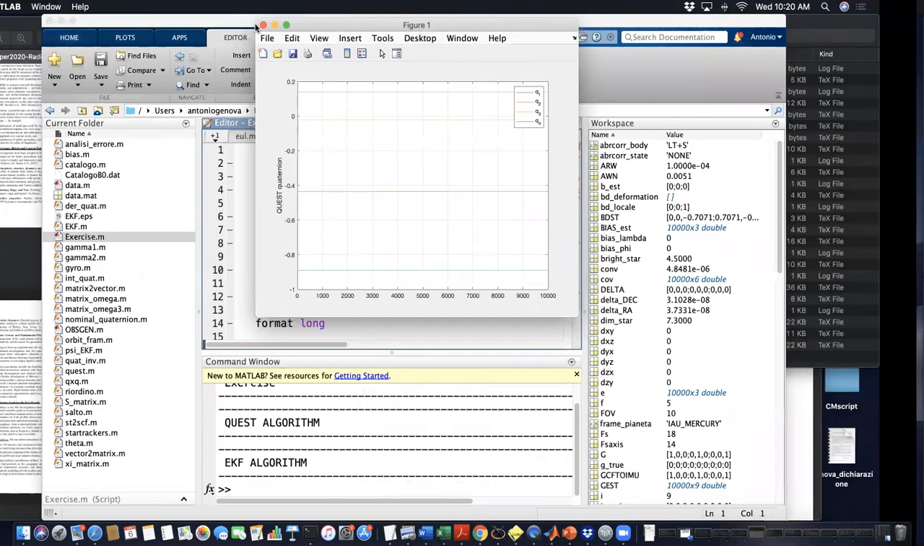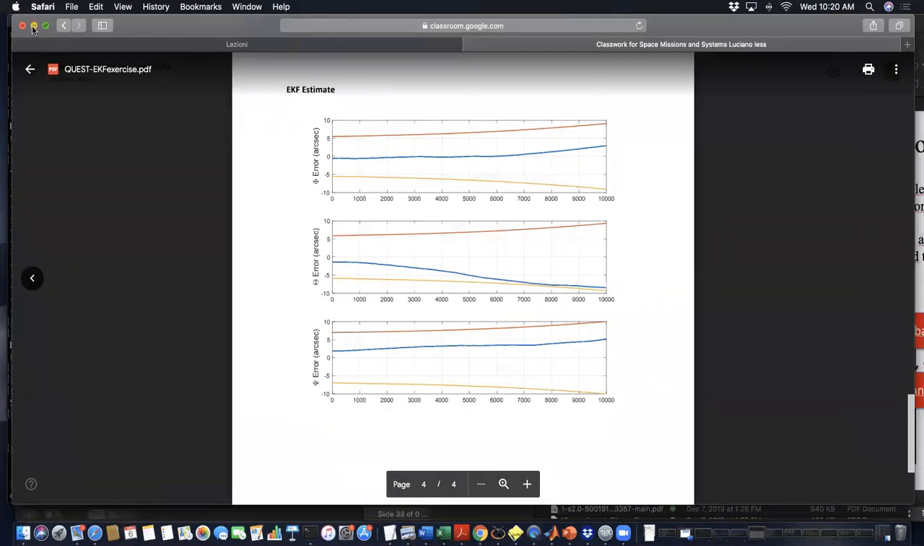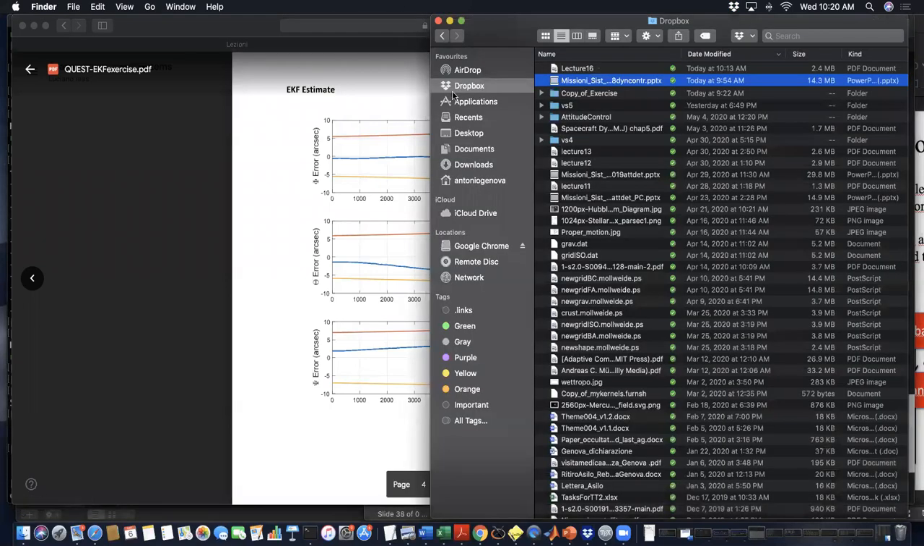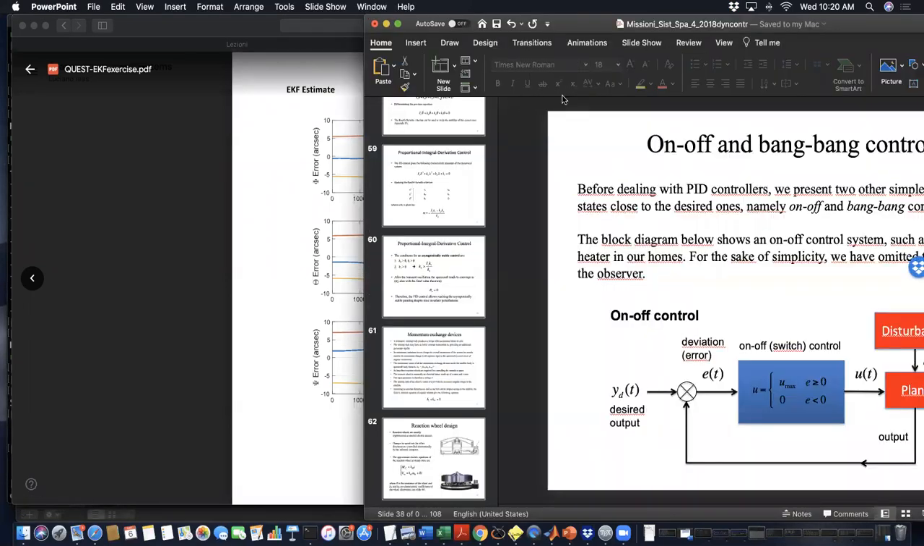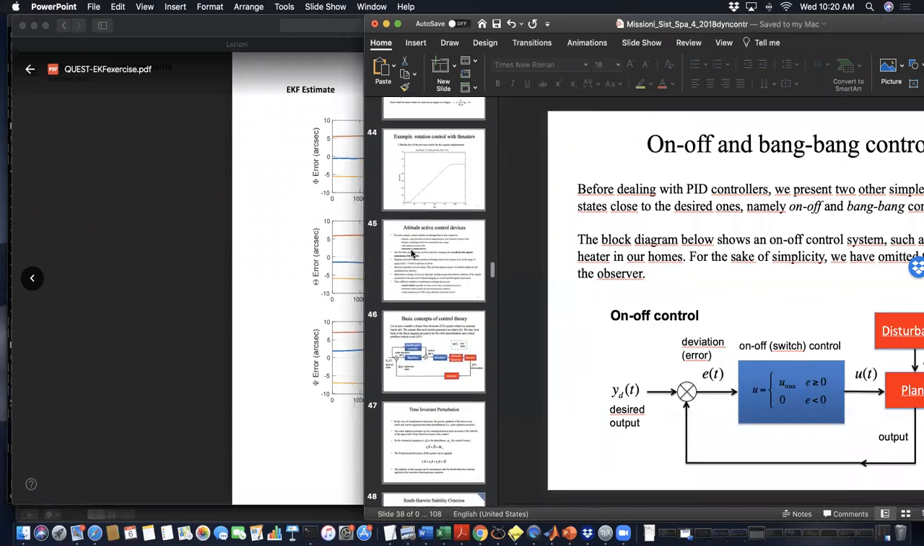If you have any questions, let me know during the break. Now we need to go back to the control theory and especially to thrusters. As I said, I already uploaded the slides on Google Classroom, so you should have everything.